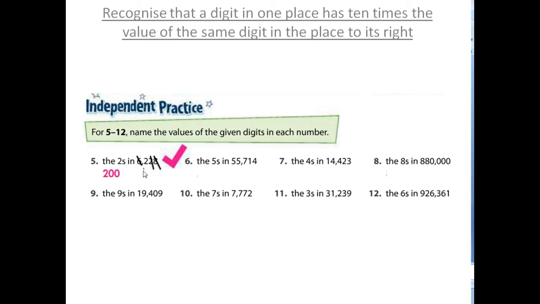Okay, the second 2, this one, we want to know the value of it. We cross out all digits except this 2. Then we count how many digits are beside the 2. How many digits? Yeah, only 1 digit beside the 2. So it will have only 1 zero beside it. It's going to be 20. Okay?